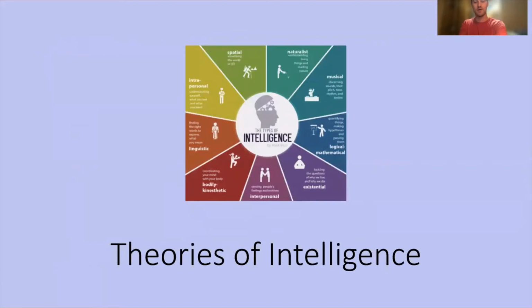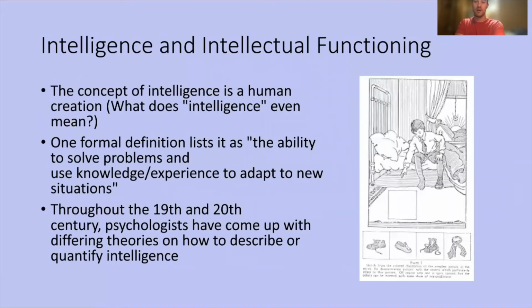Okay, so we're going to talk now about some theories of intelligence. We'll start with the early ones, and then we will make our way to modern day. So the concept of intelligence is a human creation. Just keep that in mind as we are studying all of this, because a lot of different people have a lot of different definitions for what intelligence is or how to define it.